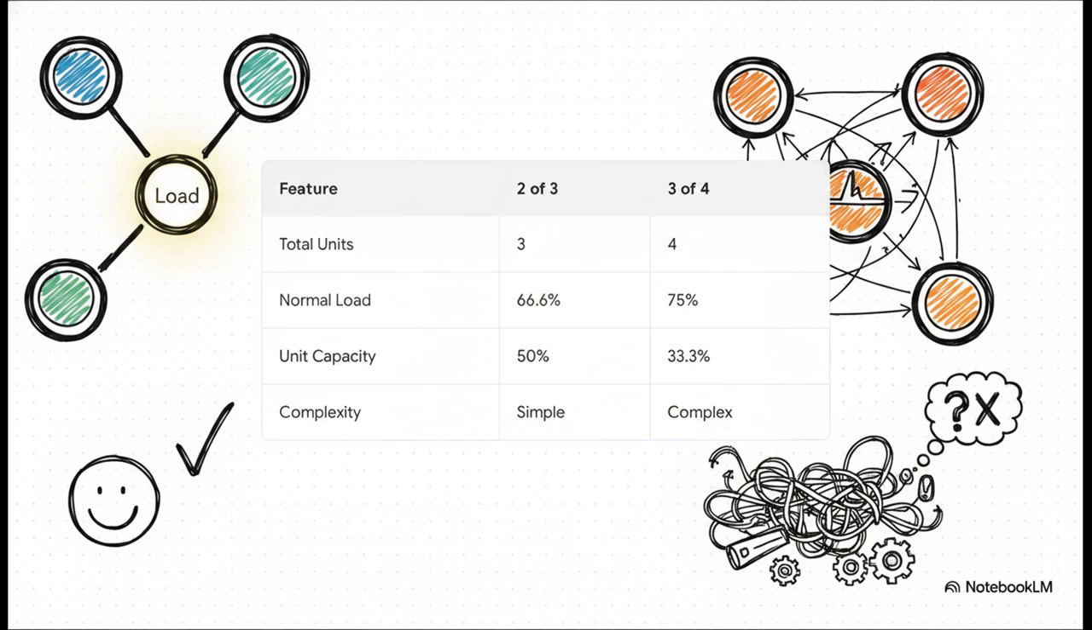On the flip side, the 3 out of 4 uses 4 total units, runs at a higher 75% normal load, but only requires each unit to cover 33.3% of the total capacity. So the strict trade-off for that economical sizing is a noticeably more complex control system.